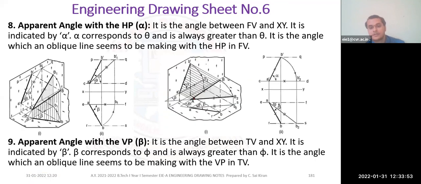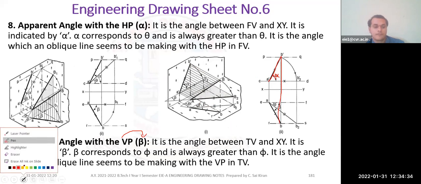If you see this one, already I have my line AB, and I gave the inclination alpha. Because of this alpha, and already I gave my inclination phi, again I will generate one more inclination called beta. If I project this one point here, then I get one more final point. That is called the apparent angle with VP, which is nothing but beta. With respect to alpha, I get my projection beta.